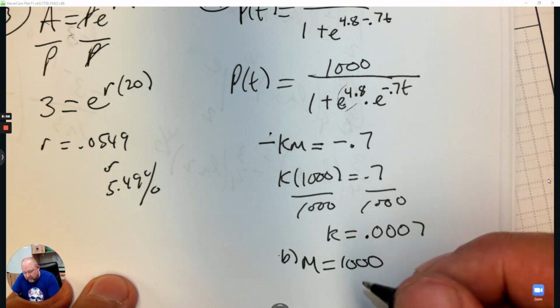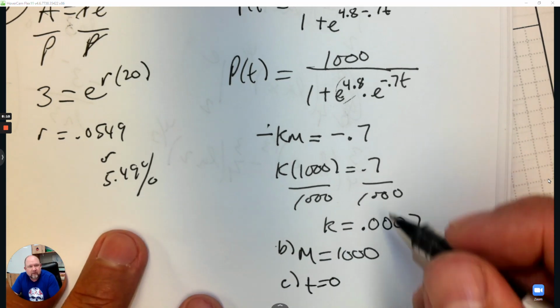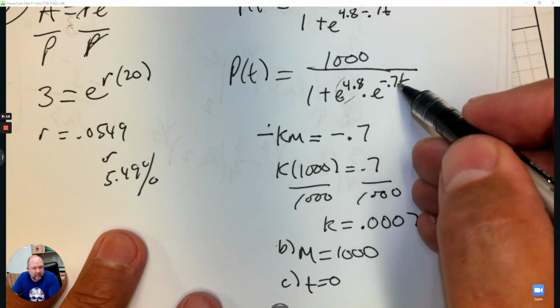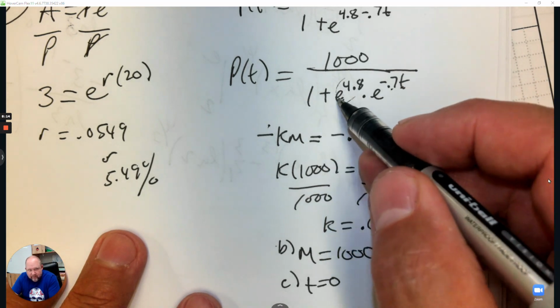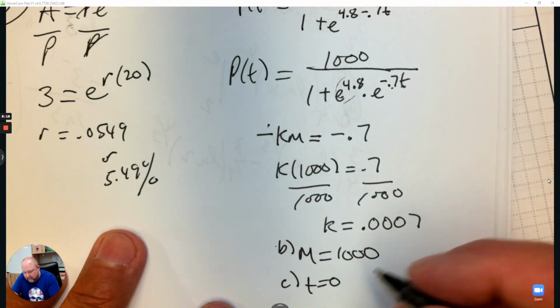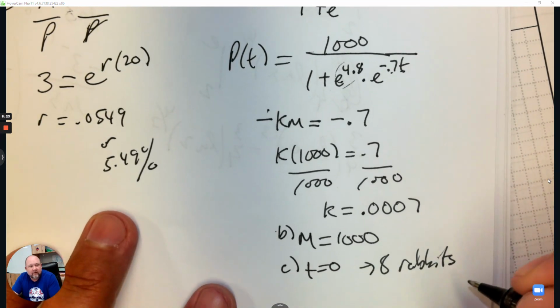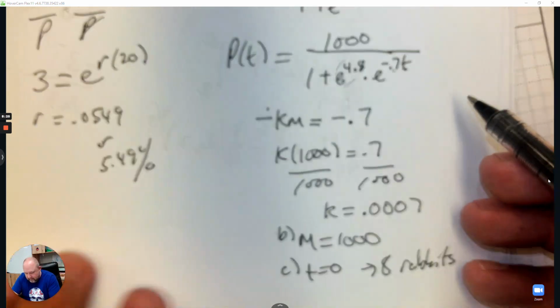So to know what the initial number of rabbits were, it's when t equals 0. So if you plug in 0, you're left with 1,000 over 1 plus that. Just use your calculator, and you have to round. So it's about 8 rabbits. When you plug in 0 for t, you need a calculator, just plug it in.